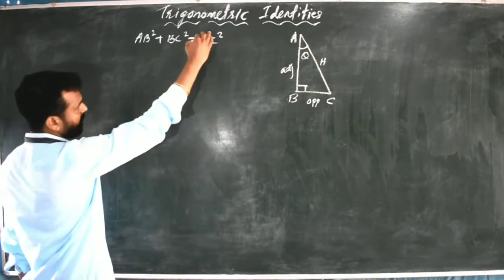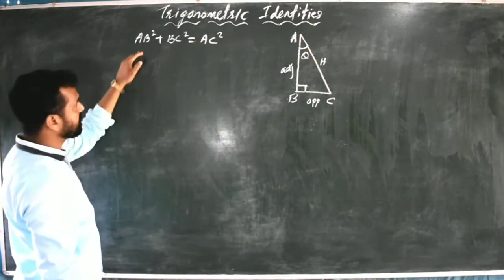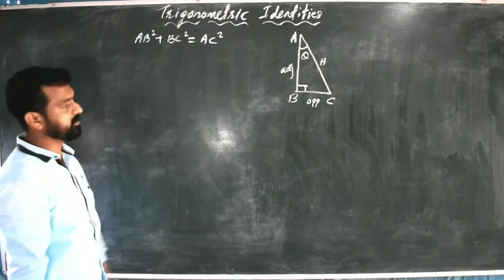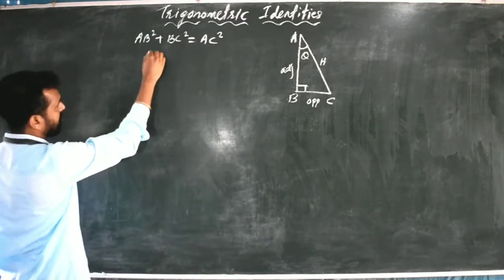Now, to get the first trigonometric identity, we have to divide this equation on both sides by AC square.